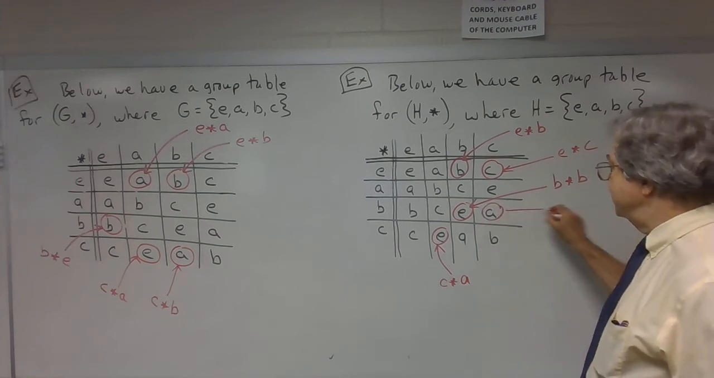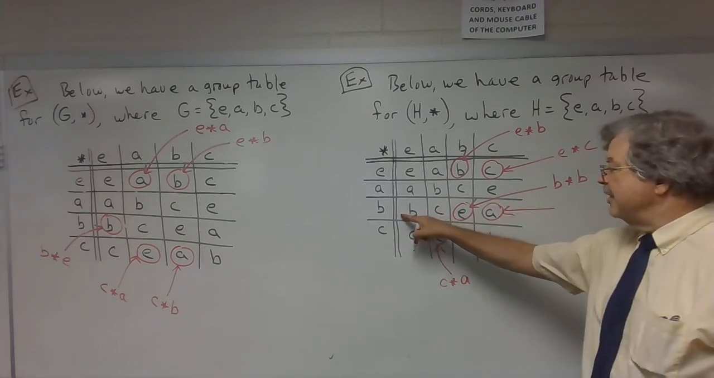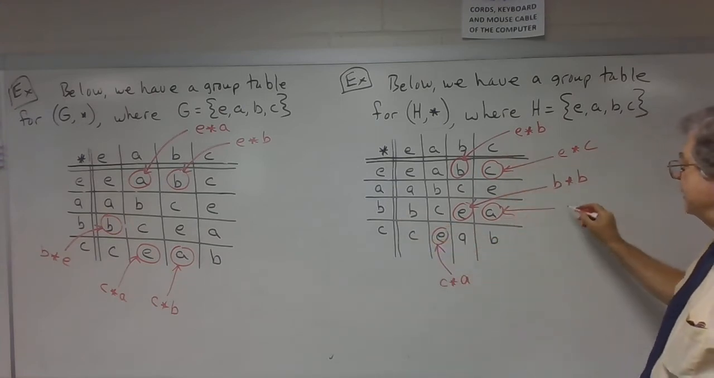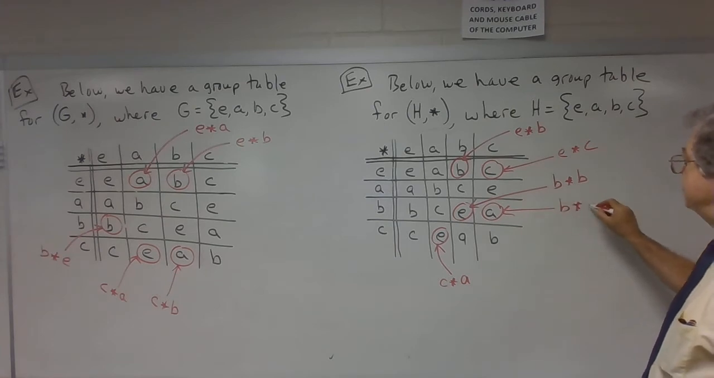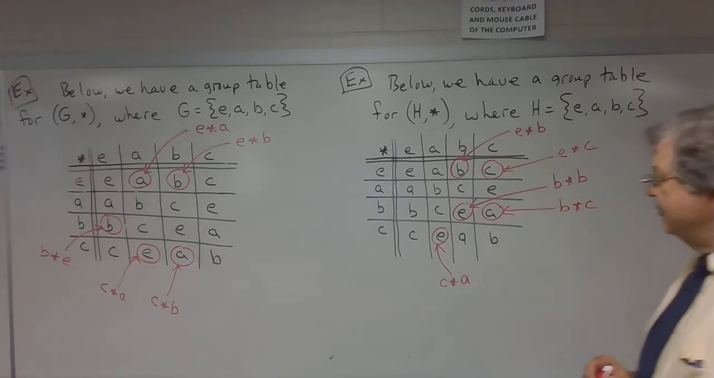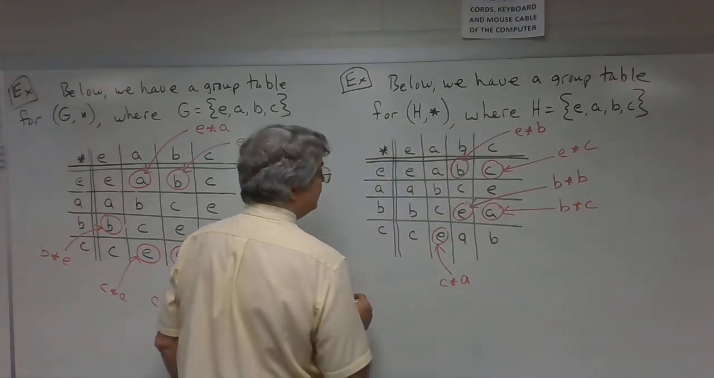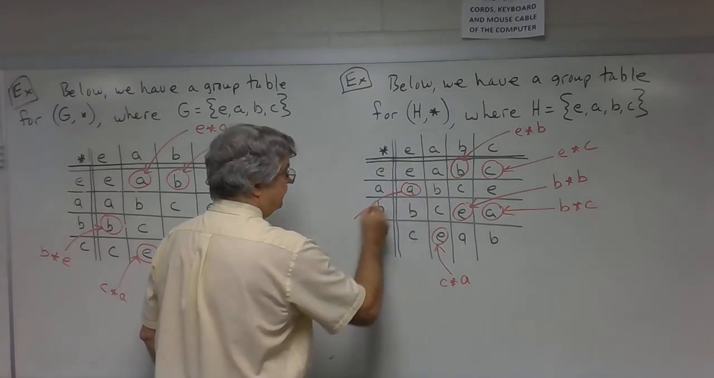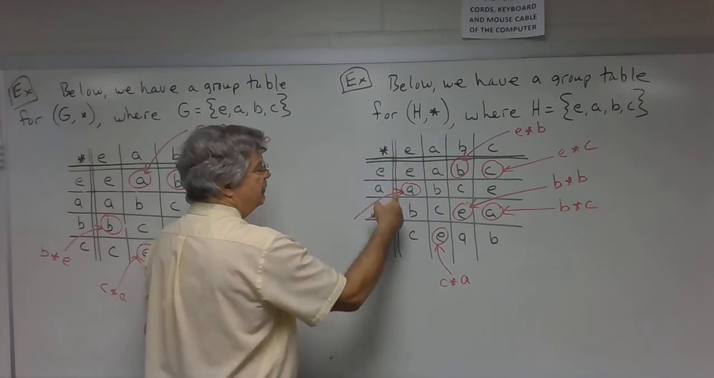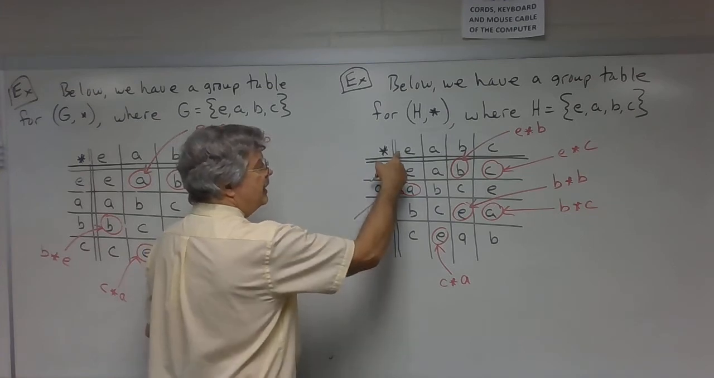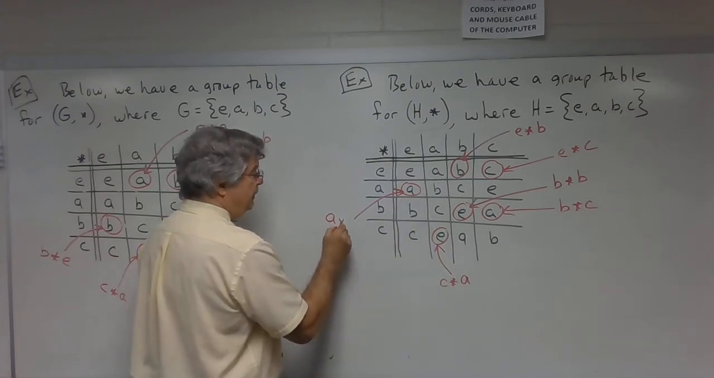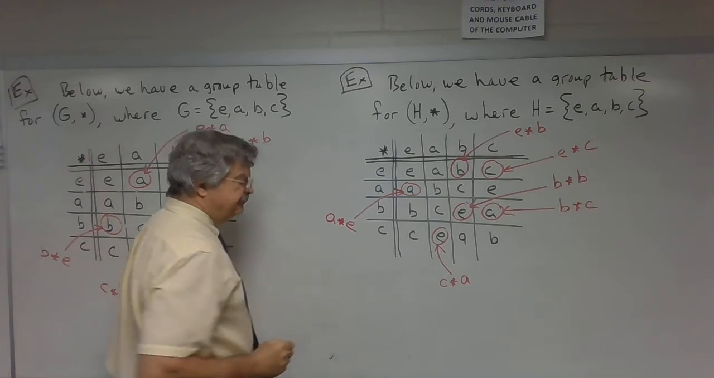And let's pick on this element. This element is in the row headed by B and the column headed by C. So this is the element assigned to B star C. And let's pick one more for good measure. Let's pick this guy. This is in the row headed by A and in the column headed by B. So this is the element that's assigned to A star E.